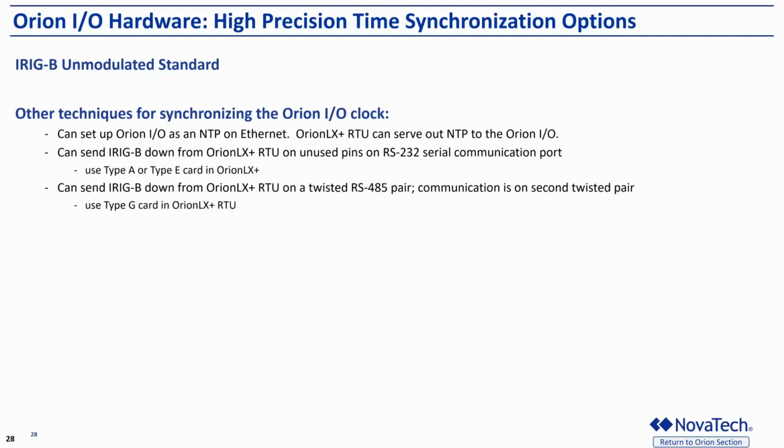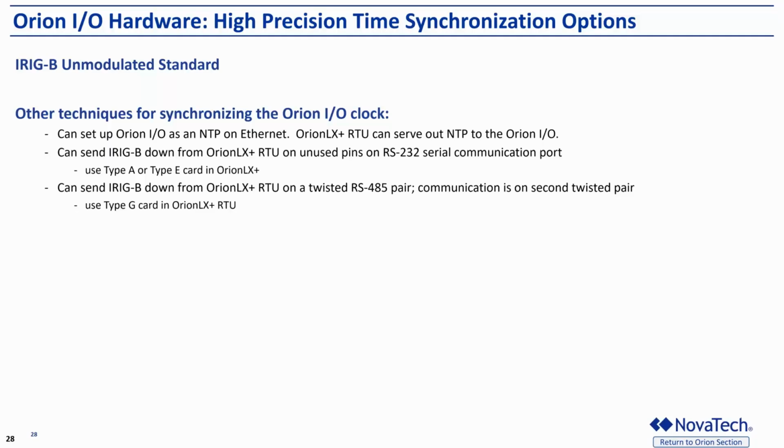You could also run the IRIG-B signal directly to the back of the Orion I/O like I mentioned earlier. If you just wanted to use T connectors and wire the positive and negative signals to the back of the Orion I/O. So those are probably going to be the two common ways of getting IRIG down to the Orion I/O. But if customers want to use a serial connection from their RTU down to the Orion I/O, they could also send the IRIG-B signal down from the RTU using RS-232 serial communications.